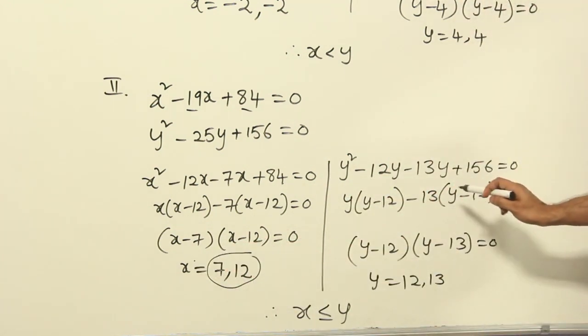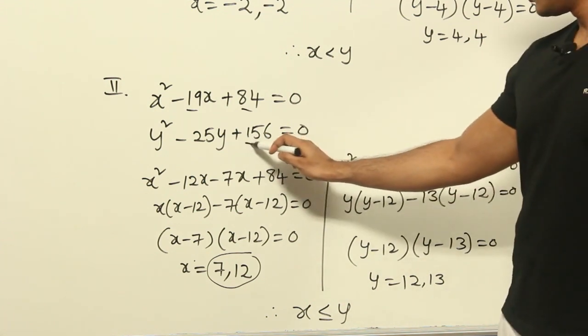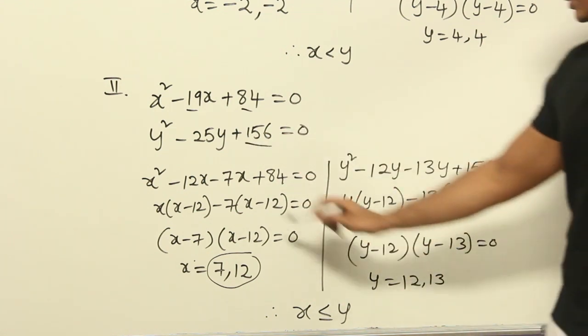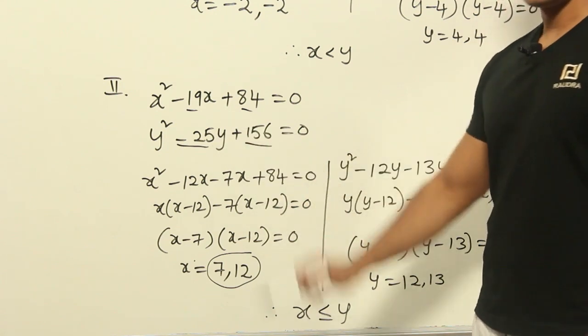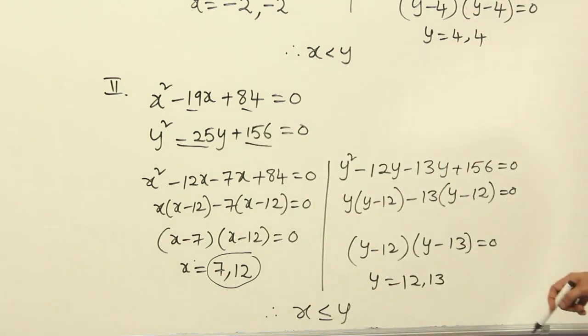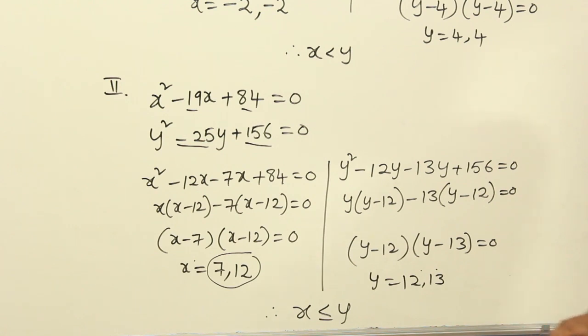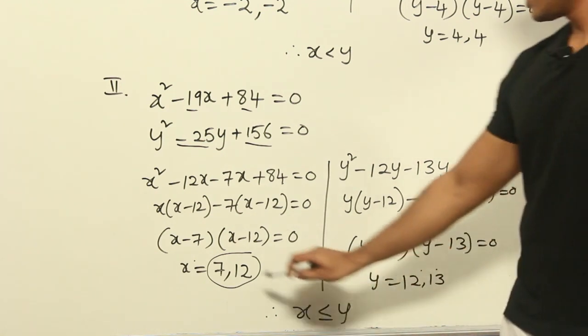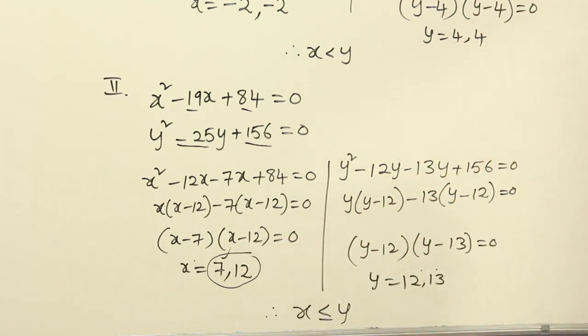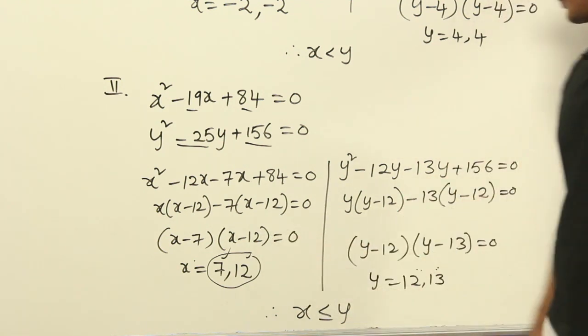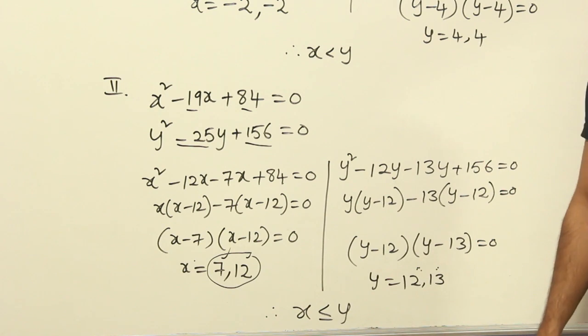And here on the other side, the product of the two numbers has to be 156 and the sum has to be minus 25. So the numbers which satisfy are minus 12 and minus 13. So if I write this, y is going to be 12 comma 13. Now if you compare, whenever x equal to 7, it is less than y, and whenever x equal to 12, it is equal to one of the values of y.